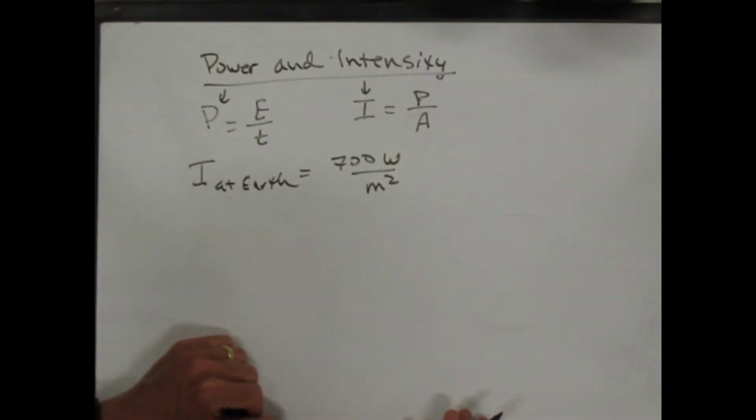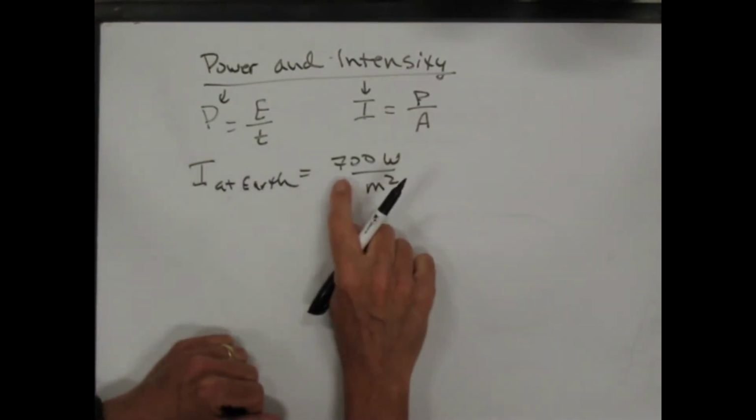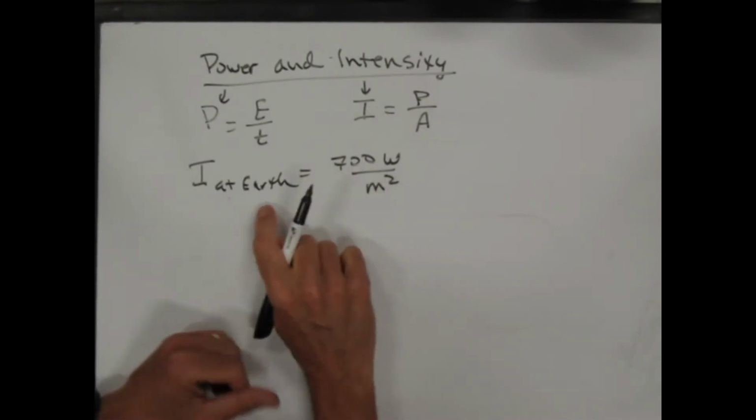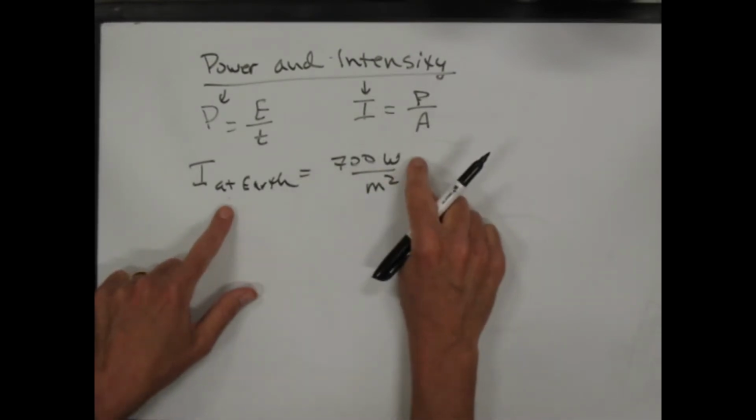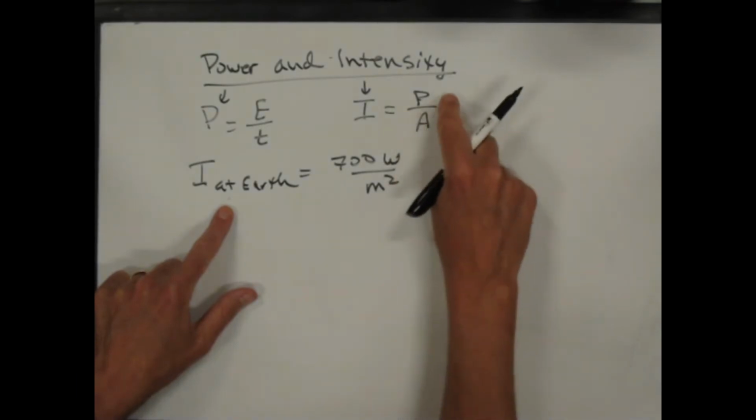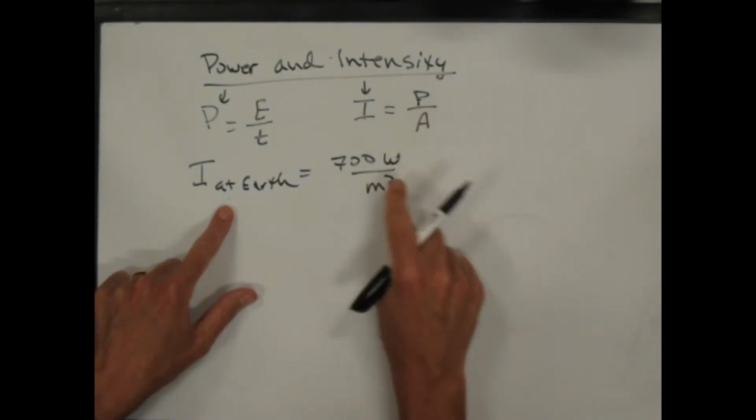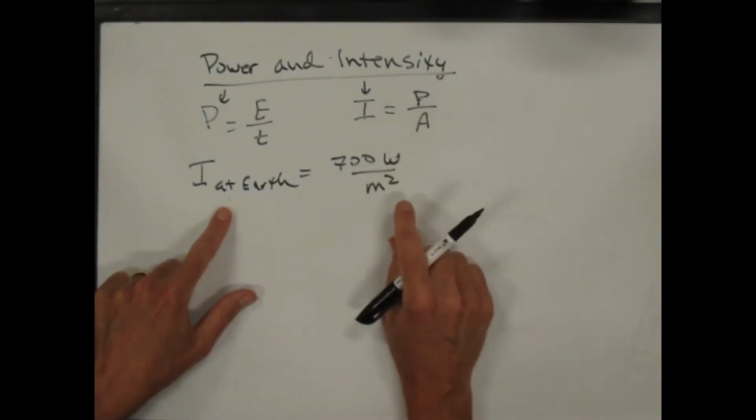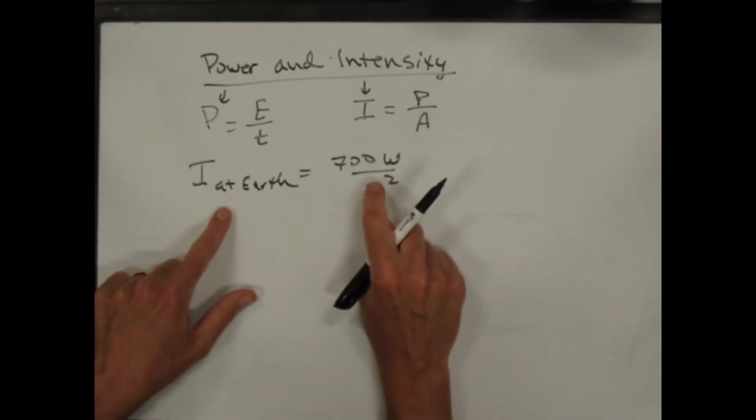So the intensity due to sunlight is 700 watts per square meter. That's the average intensity hitting the earth. It's power per area, so it's watts per square meter, and it's 700 watts per square meter. That's the average amount of sunlight that reaches the earth, right?